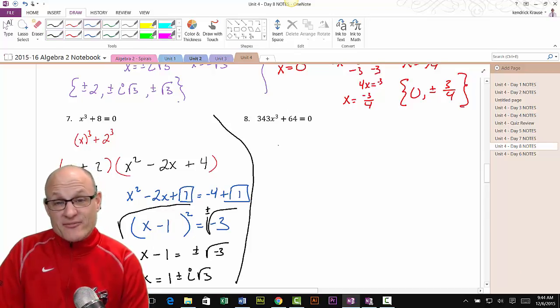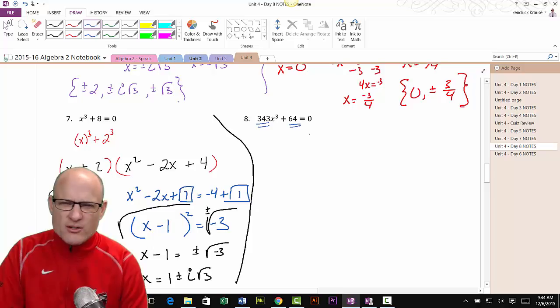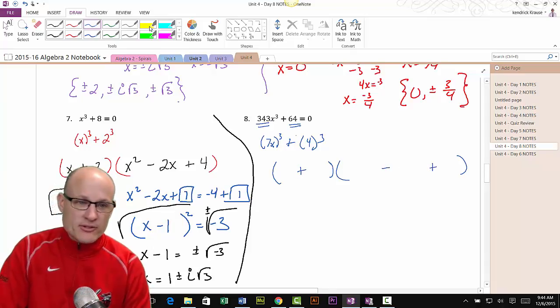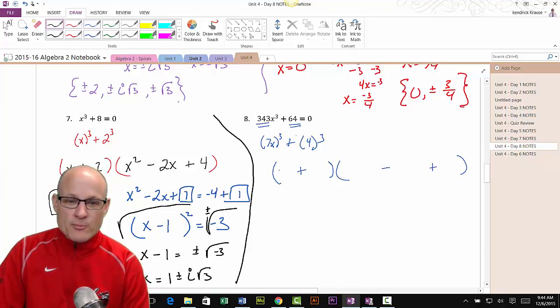Believe it or not, this is the difference of perfect cubes. This is 7 cubed, and this is 4 cubed. We're going to go over those cubes again, although Friday's an IB day, so I'm not sure how much work we're going to get done. This is 7x cubed, and this is 4 cubed. So this is binomial, trinomial, copy over the sign, change it, last one's always positive. In the front, we put just the two things, 7x and 4.